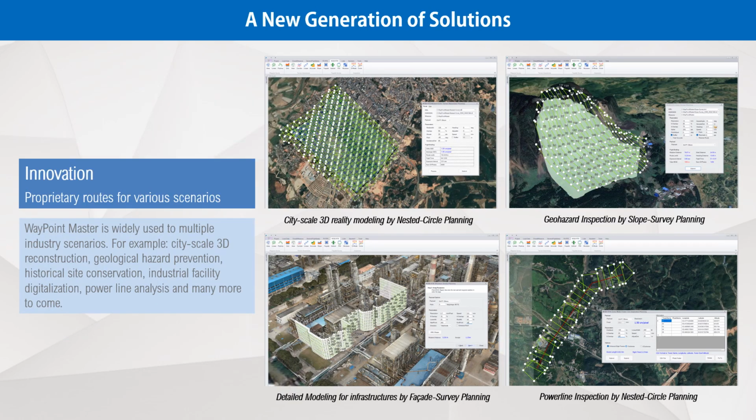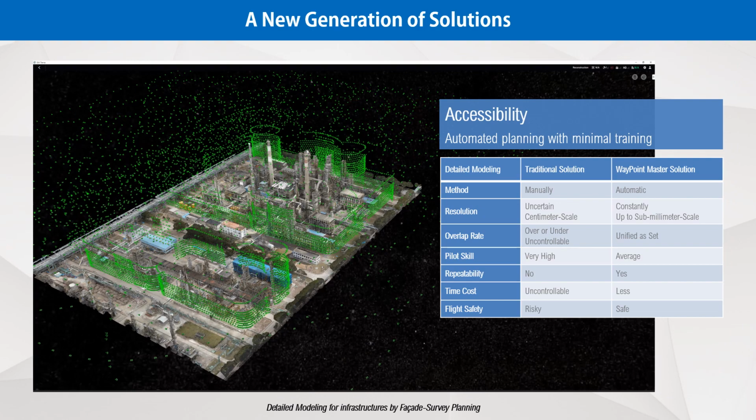To meet the various needs of our customers, we have developed more than 20 kinds of autonomous route planning modules, including nested circle, slope survey, facade survey, power line inspection, etc. In the traditional way, if customers want detailed modeling and special inspections, the most common way is to fly manually, which is a long and complicated process. WayPoint Master is the way to solve all those problems.